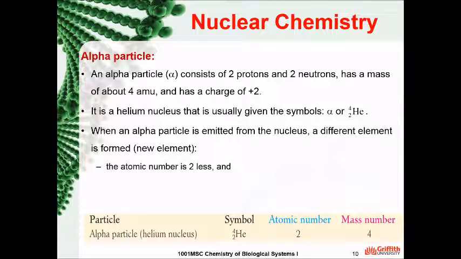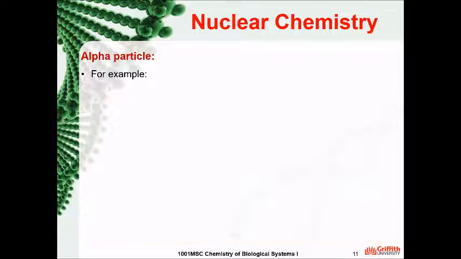When an alpha particle is emitted from the nucleus, a different element is formed. The atomic number of the new element is 2 less, and the mass is 4 AMU less than that of the starting element. To balance the nuclear equation, we need to balance the atomic and mass numbers between reactants and products. In this example, uranium emitted a particle and changed into thorium. This particle is an alpha particle.